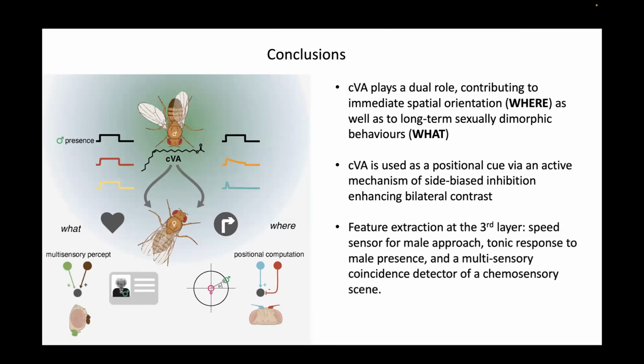And in the third layer, we found multiple examples of feature extraction. We found a speed sensor for the approach of a male. We found a tonic response to the presence of a male. And we found a multisensory coincidence detection of a chemosensory scene that incorporates information both from taste and smell to increase female receptivity.